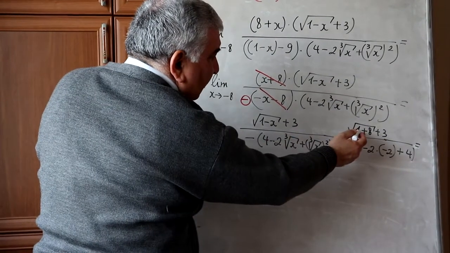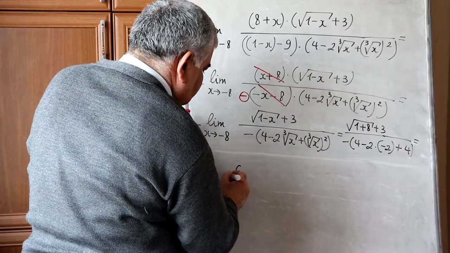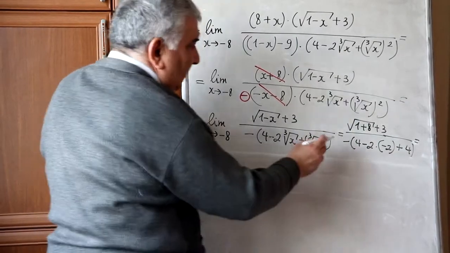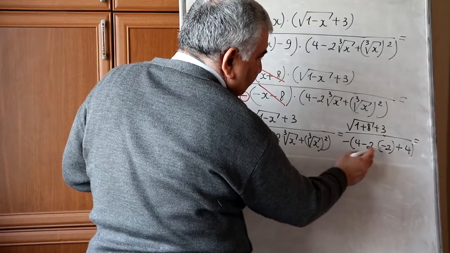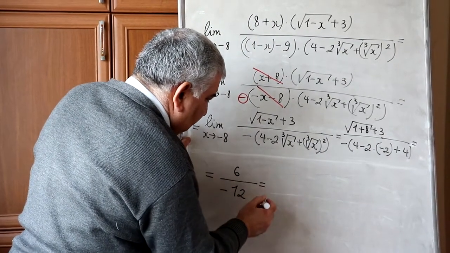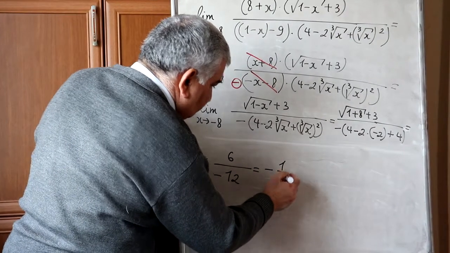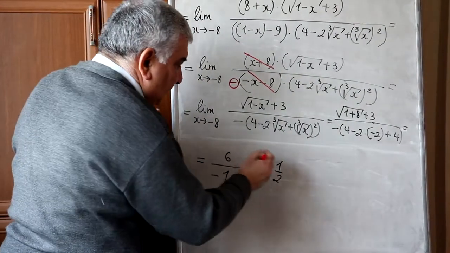It is 9, square root of 9 is 3, plus 3 is 6, minus... it is 4 plus 4 plus 4 is 12, and we will obtain minus 1 second. Our answer is minus 1 second.